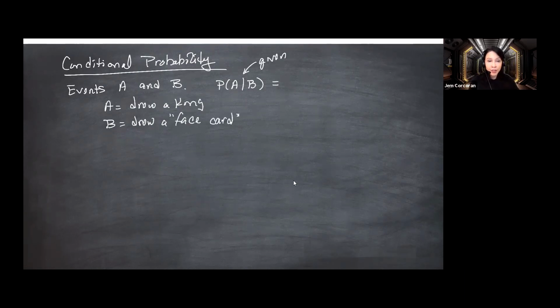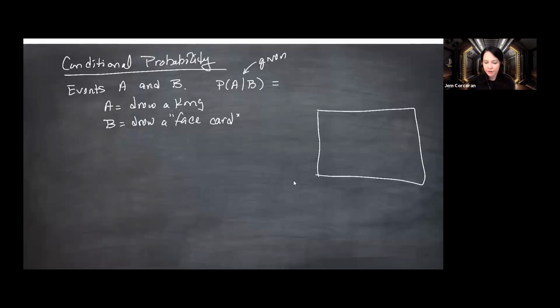And when you want to compute something like this, you are shrinking your universe. I mean, you knew exactly what to do. Once I told you you drew a face card, you then stopped thinking about all 52 cards. You just thought about the 12 face cards. And that's what conditional probability is, especially when you think of probability in terms of Venn diagrams.